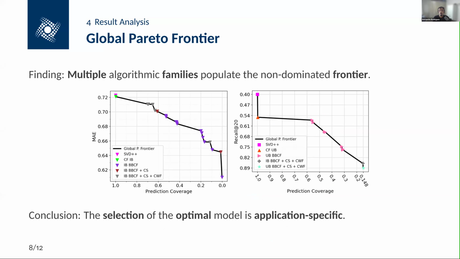So this graph shows the global Pareto frontier for accuracy versus coverage and recall versus coverage. To build this, we combined the results of every single experiment we ran, and then we extracted only the non-dominated solutions given the desired metrics. The first takeaway is that there is no universal winner, since multiple variant families populate the Pareto frontier. Actually, we see families excelling in different areas. For instance, on the left, we see that item-based variants are good candidates for maximizing accuracy. And on the other hand, when we look at the right, user-based variants are better for retrieval tasks. In conclusion, the best model isn't a fixed thing. It is application-specific, and that means that it depends on what the decision maker values most.